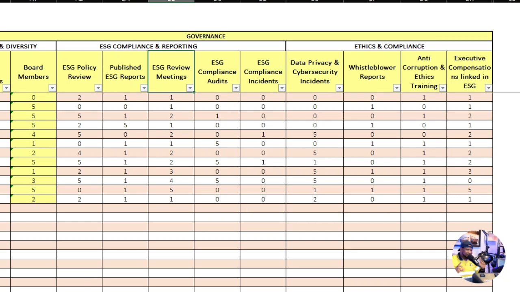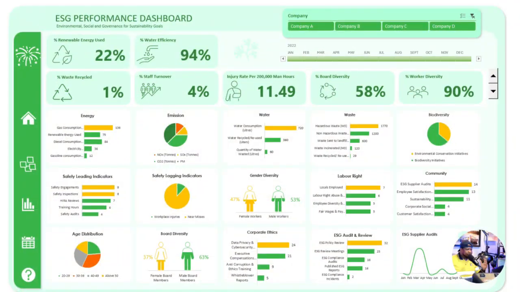We come to the last, which is the ethics and compliance, which is data privacy and cybersecurity incident, whistleblower reports, anti-corruption and ethics training, and executive compensation that's linked to ESG. So that is basically what these KPIs are all about. The focus on the high level pillars: environmental, social, and governance. All right, with this amazing dashboard.